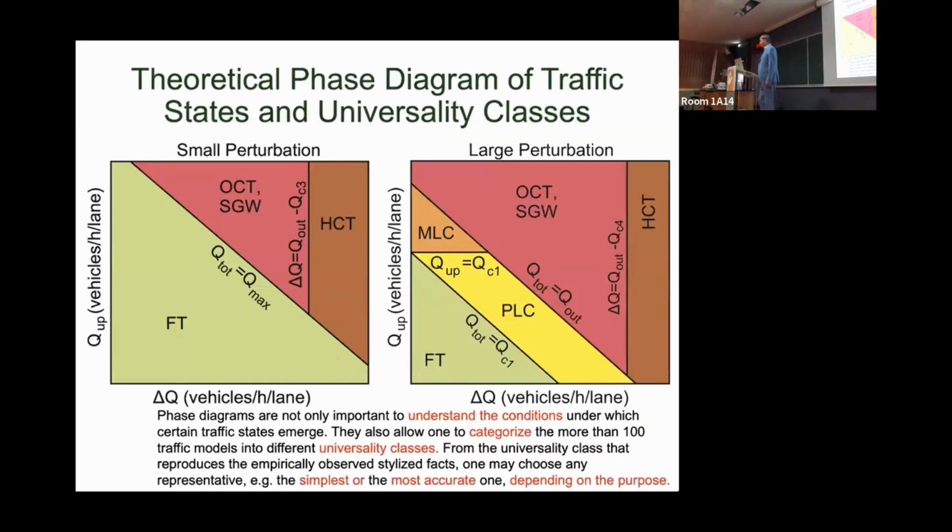These are so-called phase diagrams. They basically predict what kind of traffic you will find for certain flow conditions. So you have here the upstream flow on the freeway. You have here the on-ramp flow. And you can see we have free traffic flow for low overall traffic volume.